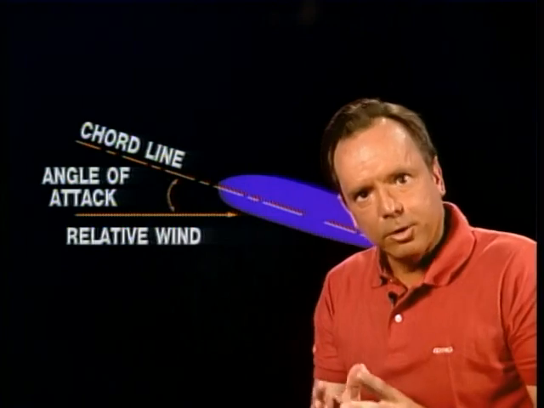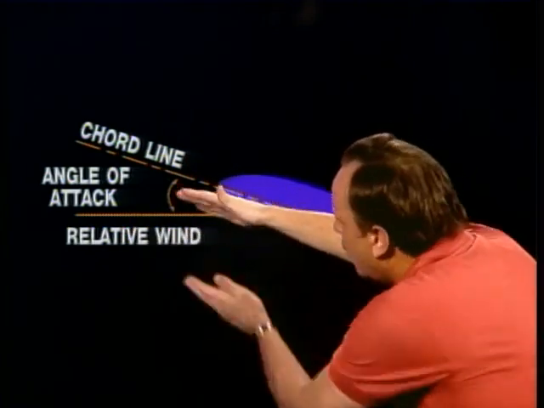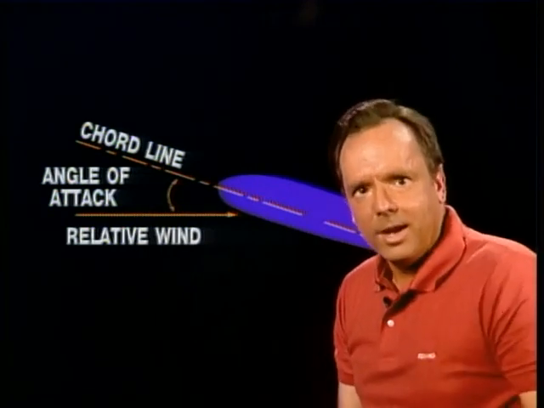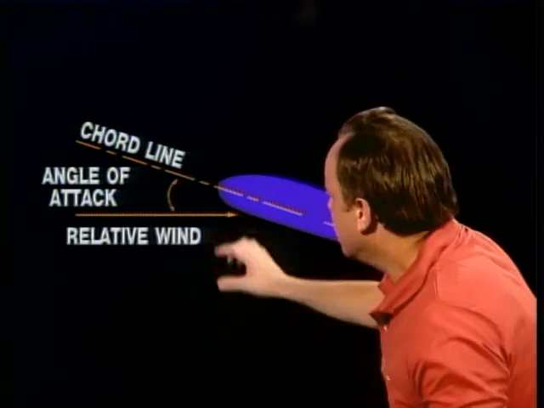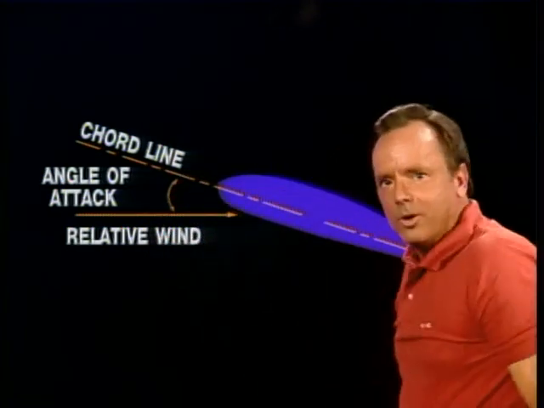Now this angle between the chord line of the wing and the relative wind is called the angle of attack. And the FAA wants you to know that, and they call that an acute angle, meaning it's the small way around, not the big way around. The small angle here is called the angle of attack.